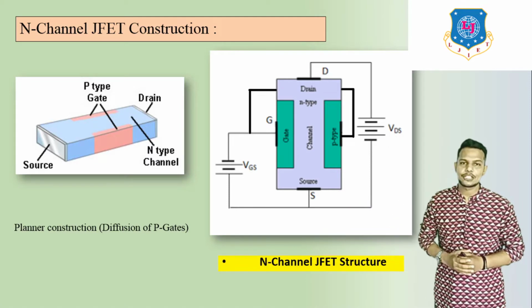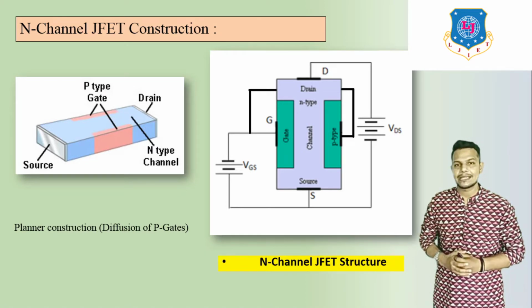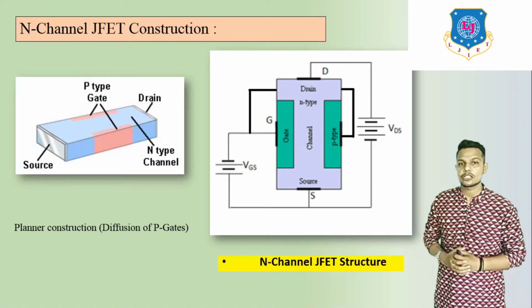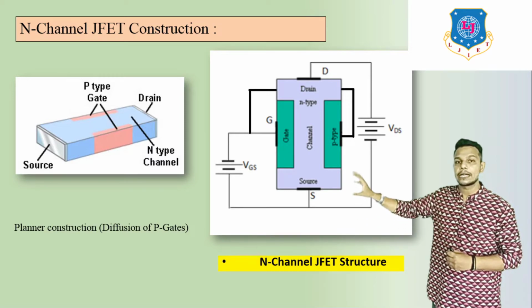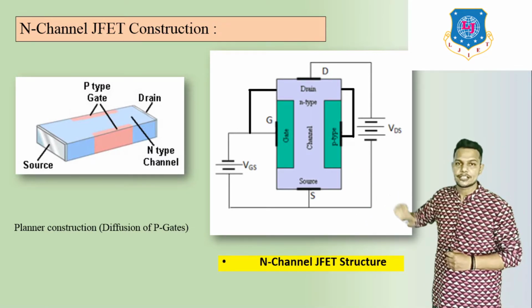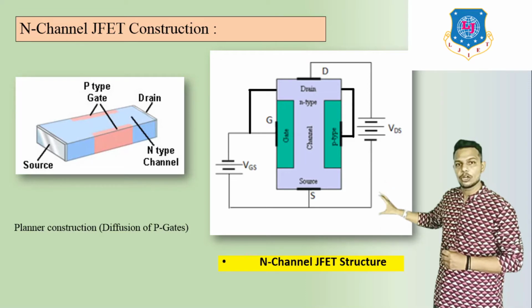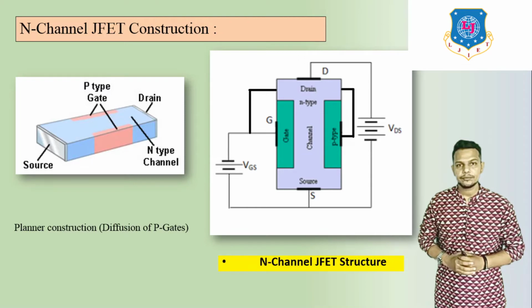That's why it is called a voltage controlled device. Remember this: FET is called a voltage controlled device because it controls the output current ID, the drain current, through VGS, the voltage at the gate to source terminal.